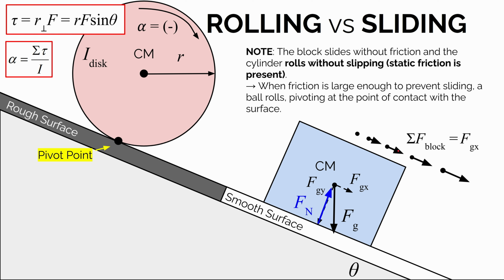Even if we had a ball or a disc on a frictionless surface, it would similarly accelerate in the x direction because of the x component of gravity. So why do objects roll down inclines? It's because friction is significant.